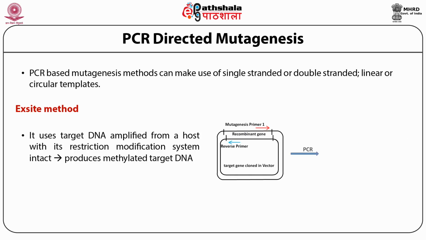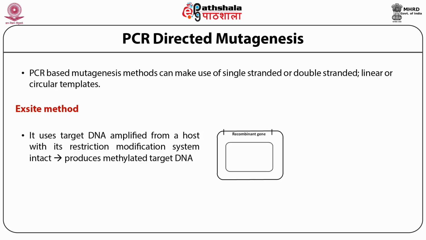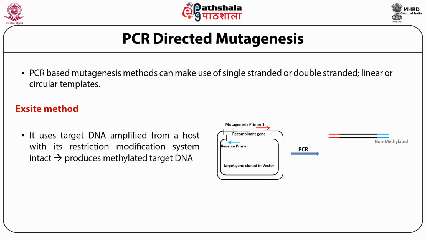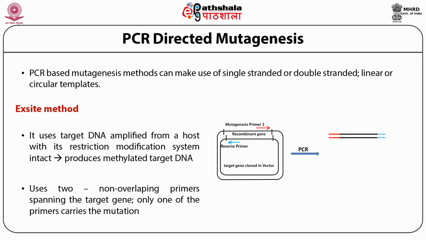So once we amplify the recombinant DNA which has to be mutagenized in such a host, which would make the recombinant plasmid methylated, the isolated target DNA can then be subjected to the mutagenesis method. This method also uses two non-overlapping primers. As you can see on the slide, they are spanning the target gene. Only one of these primers carries the mutation. So there is one mutagenesis primer 1, and there is a reverse primer. And the target gene, as we can see, is double-stranded here.